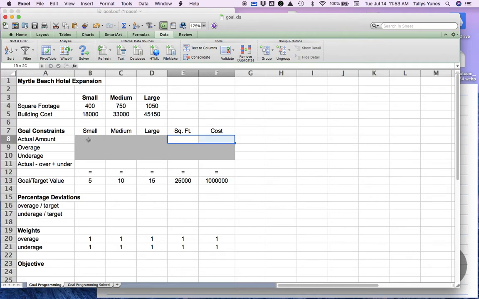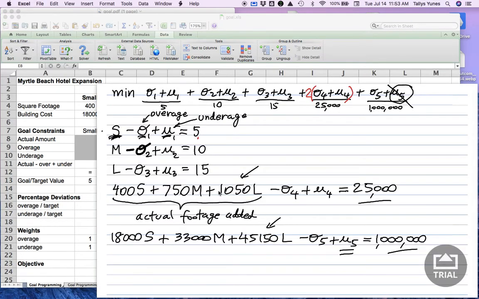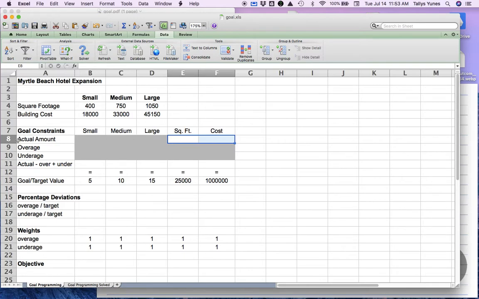And in these 2 cells, I'm going to calculate, as we wrote in the model, the square footage formula, actual square footage, and actual expense. So row 8 will be all my actuals. Row 9 will be all my O variables, my overage variables. And row 10 will be all my U variables, the underage variables.